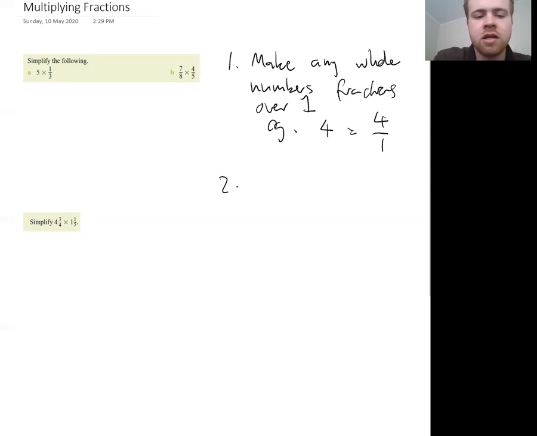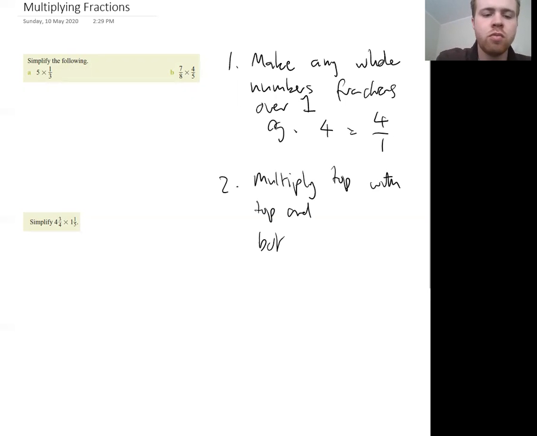The next step is multiply top with top and bottom with bottom. So, we're just going to multiply the top with the top and the bottom with the bottom to get our answer. Let me take you through this first couple of examples here.